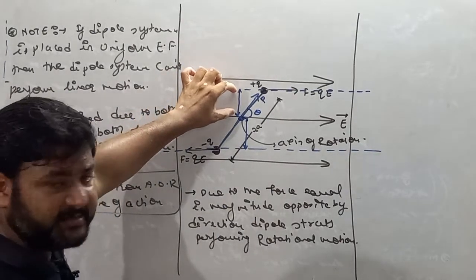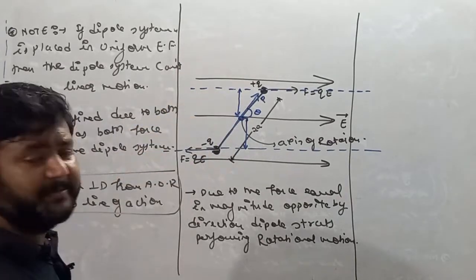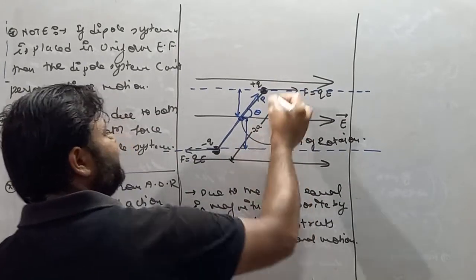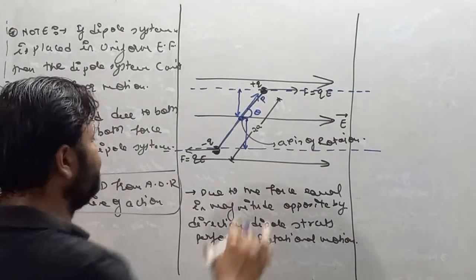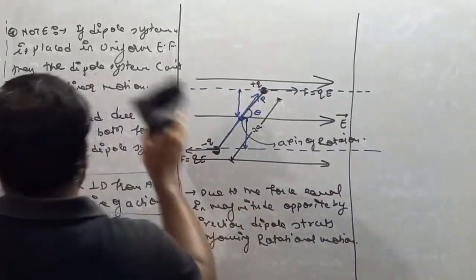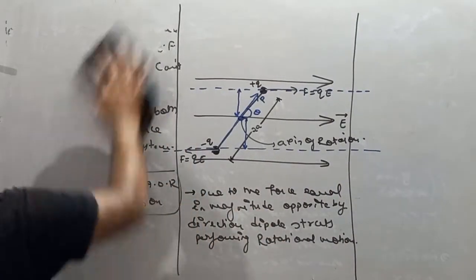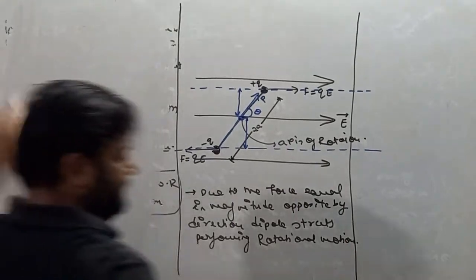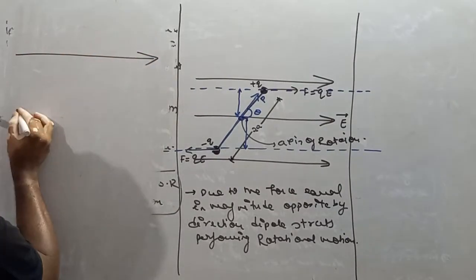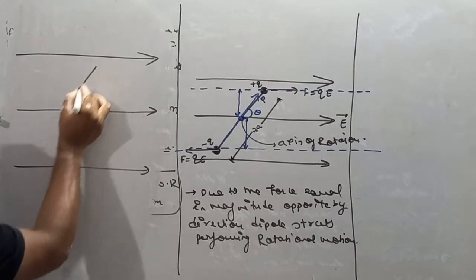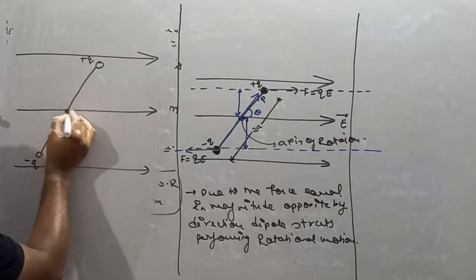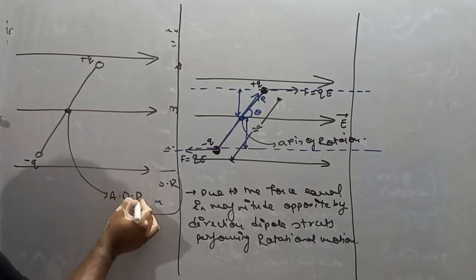If we get this perpendicular distance, then this perpendicular distance and this perpendicular distance are similar. Now see, the total distance between both the charges present in the dipole system is 2a. So I'll make a new figure so that you'll understand more. See, this is your uniform electric field, and in this uniform electric field a dipole system is placed. This is plus q charge, this is minus q charge, and this is your axis of rotation.